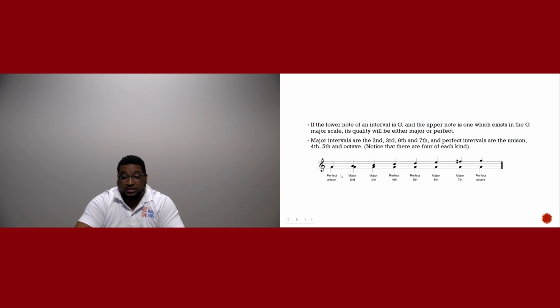So the unison looks like that, second looks like that, third is close, fourth is a little, you notice it's not in a line, it's in the space. Fifth, there's one line between them. A sixth, line and space.